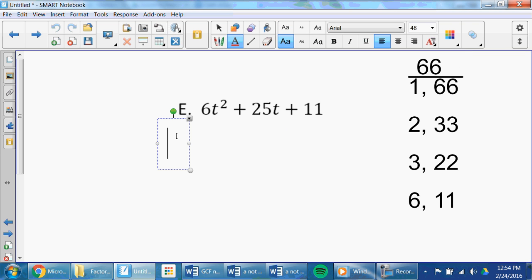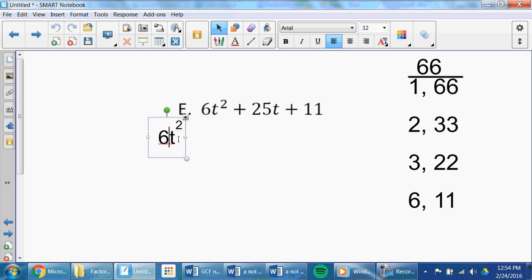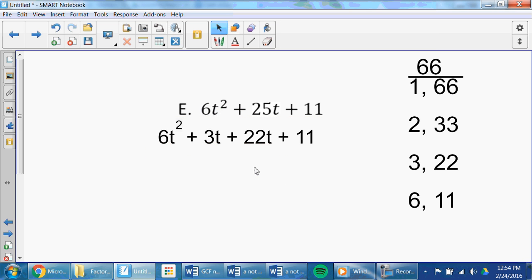So here, if I put them together, well, I would split it. My numbers are a little big here. I would get 6t squared. All right, that first term is always just kind of the same, the first and last term when we split the middle, plus 3t plus 22t plus 11. Okay, from there I split the middle.